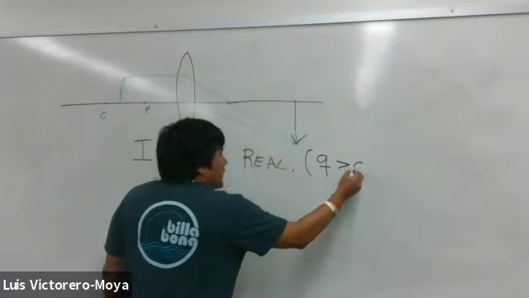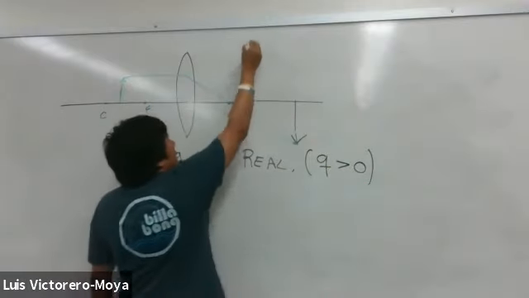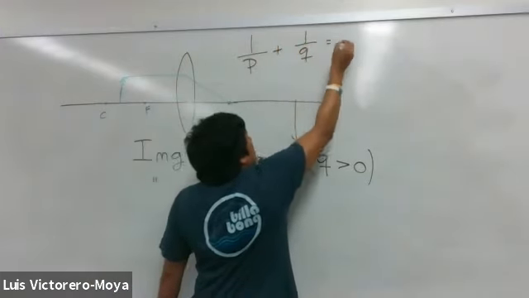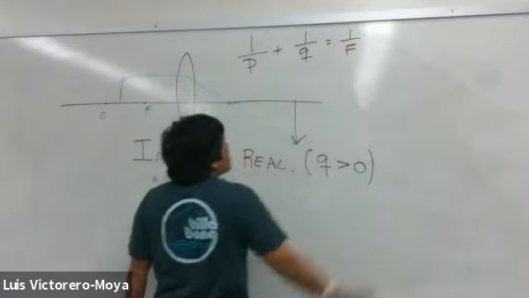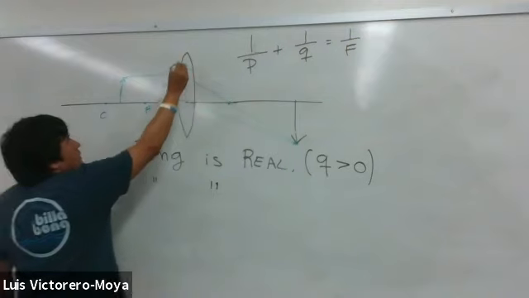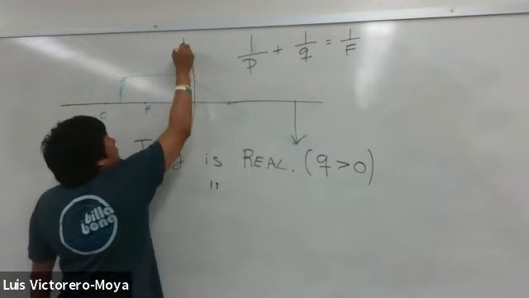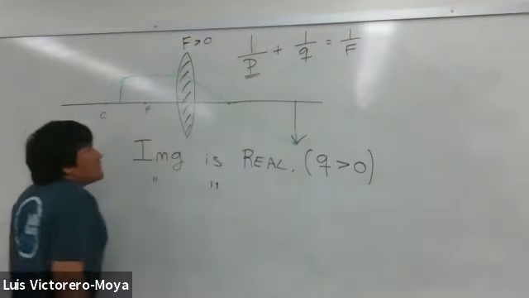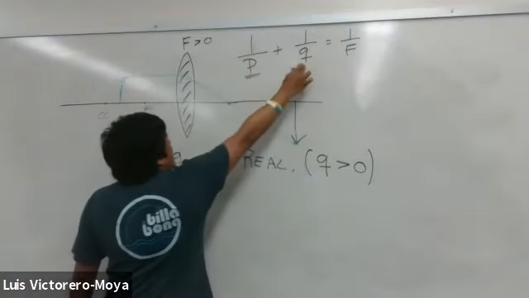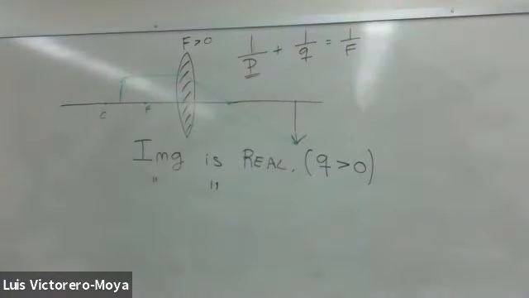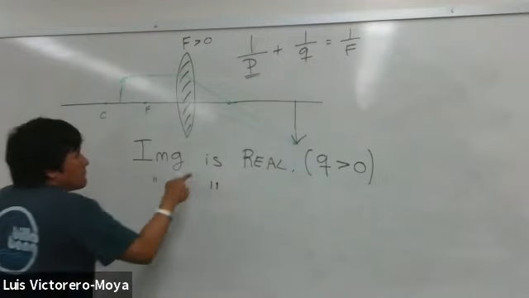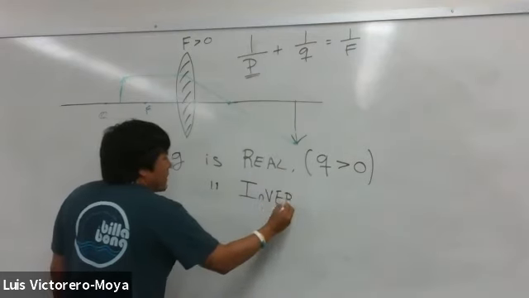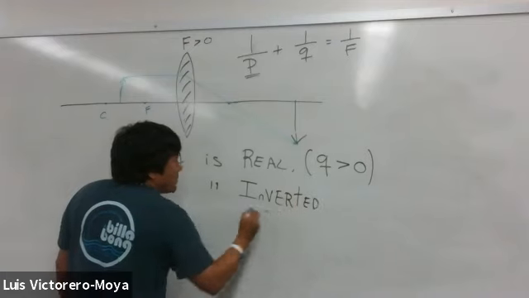Q is greater than 0. If you use 1 over P, remember, that equation follows, right? The focal length for this type of lenses is greater than 0. And P is greater than 0. So then you get that as positive, right? The image is also inverted. So this is the thing though. If the image is inverted, that doesn't mean that the image is virtual. The image can be inverted and real.